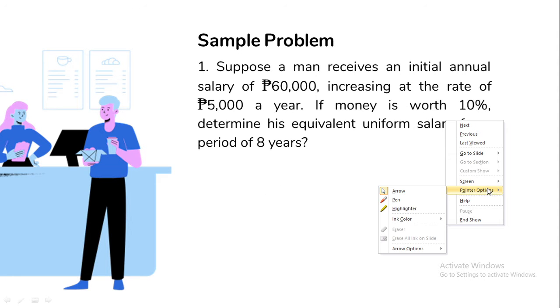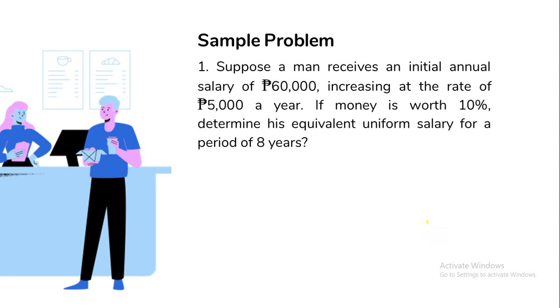Sample problem. Suppose a man receives an initial annual salary of 60,000 pesos, increasing at a rate of 5,000 a year. If money is worth 10%, determine his equivalent uniform salary for a period of 8 years.